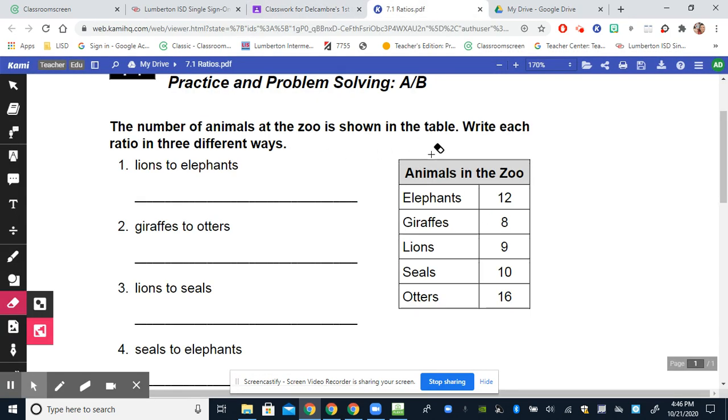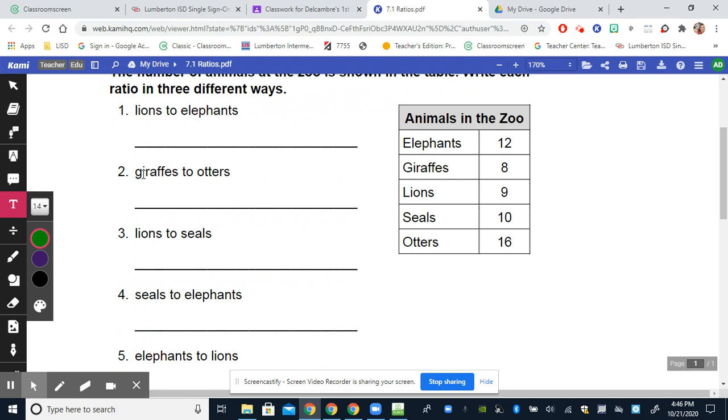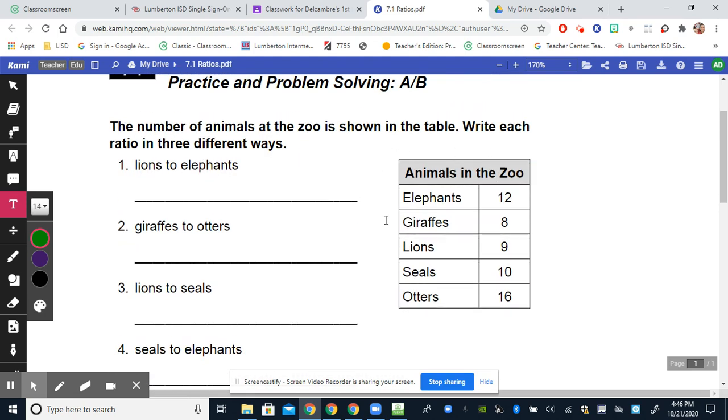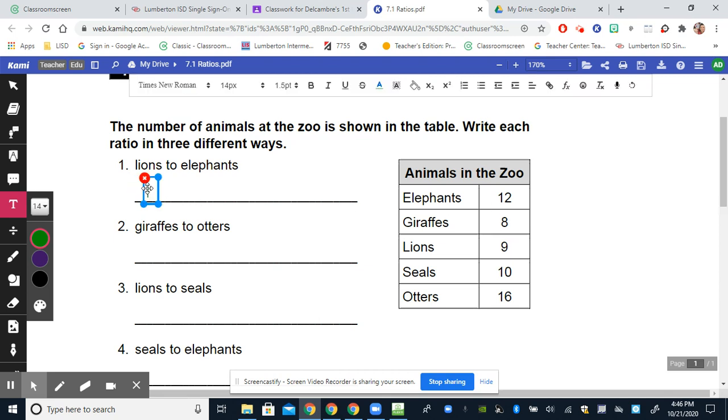All right, so I'm going to grab my text box over here. So here we have 1 through 5. You're going to look at this table over here for the animals in the zoo. And we're comparing lions to elephants. So again, looking over here, lions is 9. Elephants is 12. So this is a 9 to 12 ratio. We can also write it as 9:12.